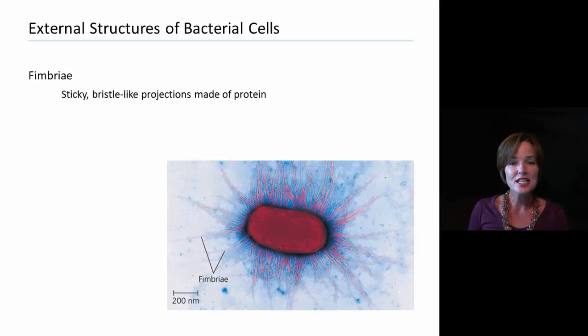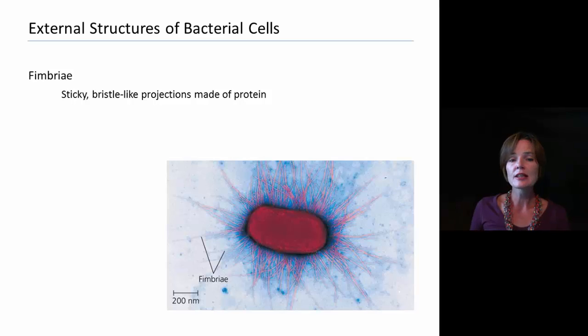As we continue our discussion of the external structures of bacterial cells, besides the flagella, we have a few other ones. Just to remind you, when we're talking about external structures, we're talking about structures that actually are beyond the cell membrane. So these are going to be on the outside. Fimbriae are one of these external structures. These are going to be very sticky bristle-like projections, and they're going to be made of protein.